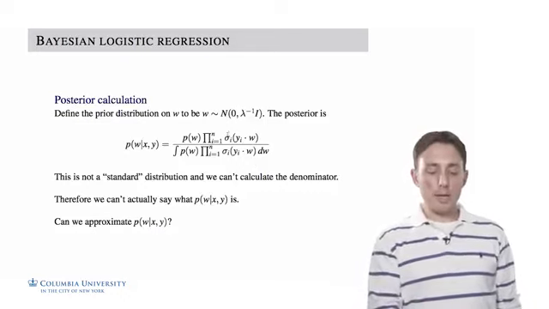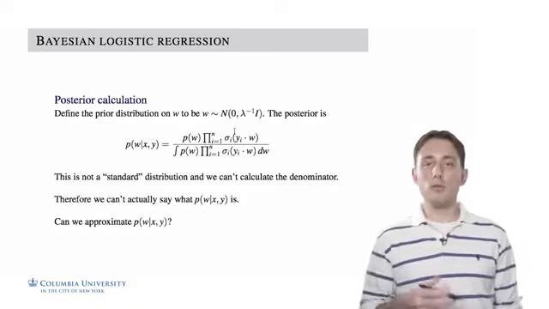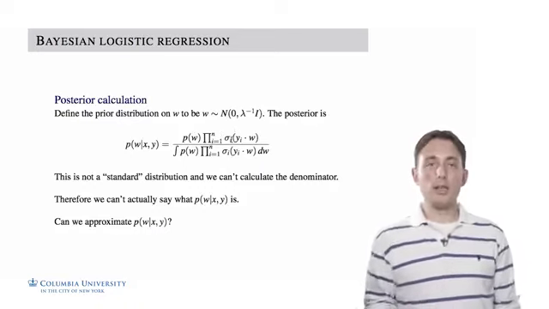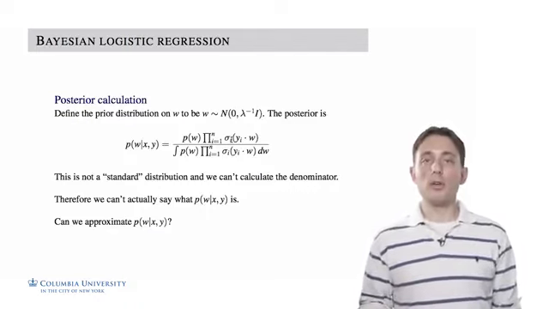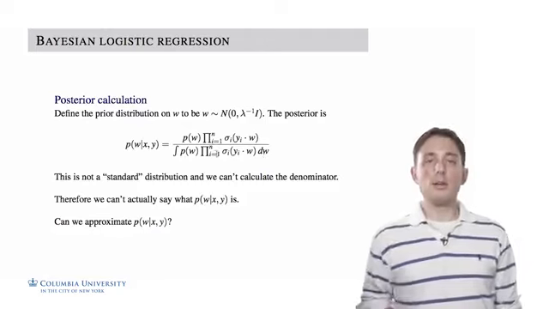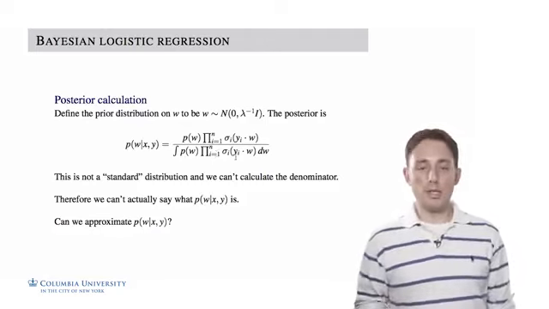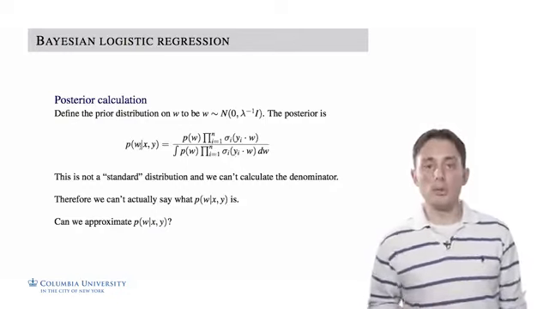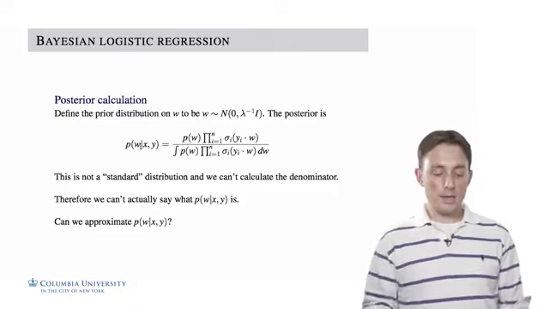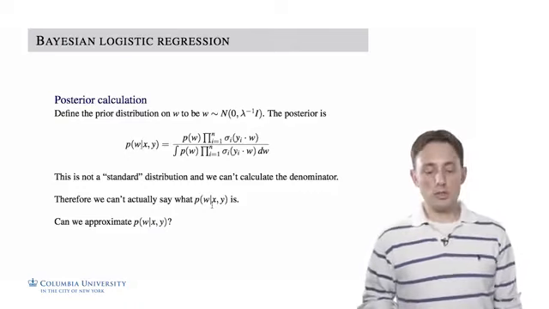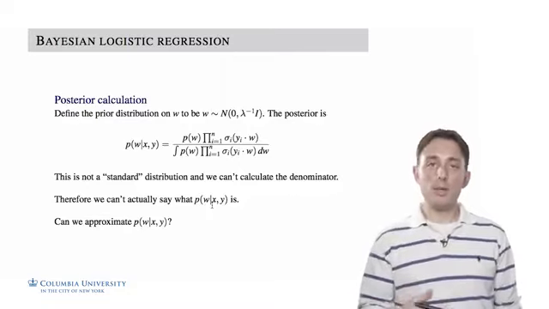If we were to actually plug in a Gaussian density here and plug in the sigmoid function here, and try to calculate the denominator in this case, we would quickly find that it's not a tractable integral, that we can't find this normalizing constant, and so we can't solve Bayes' rule and say what the posterior distribution is. So the next question in that case is, if we can't say what the posterior distribution is, can we somehow approximate it accurately?